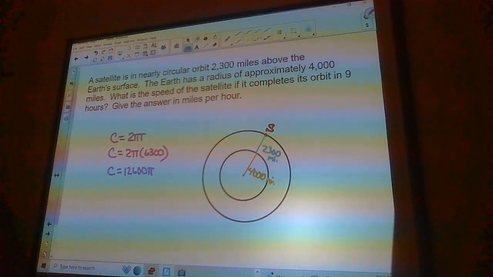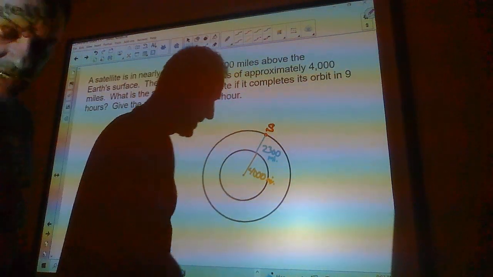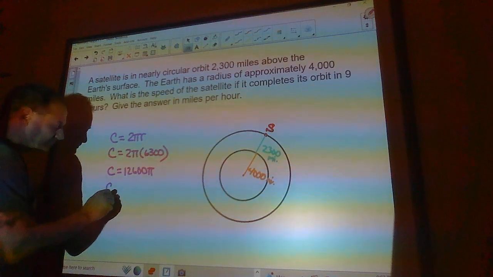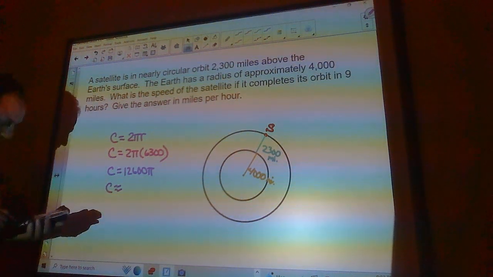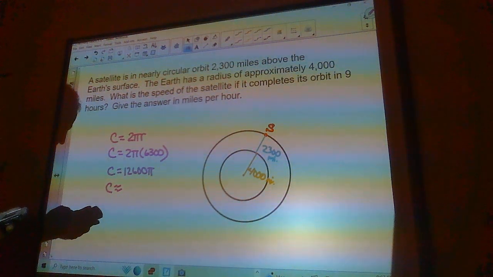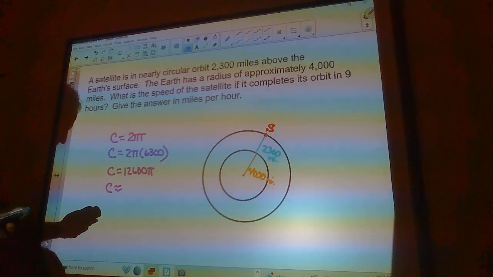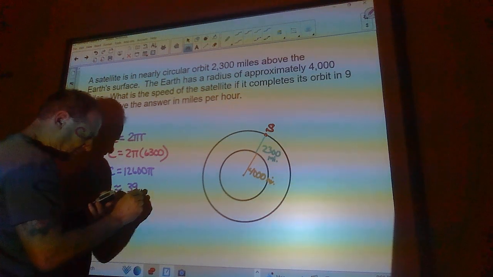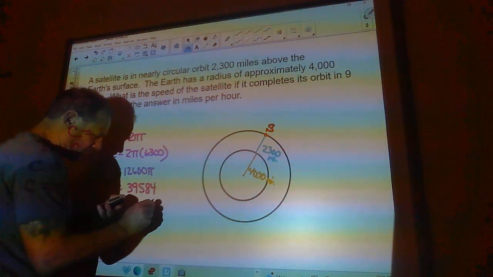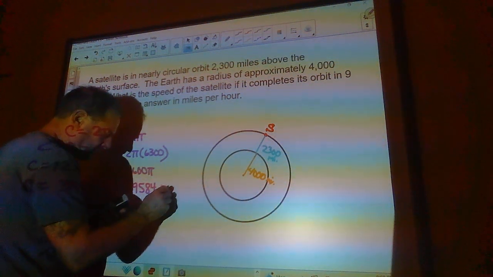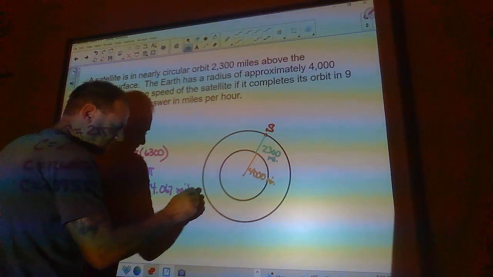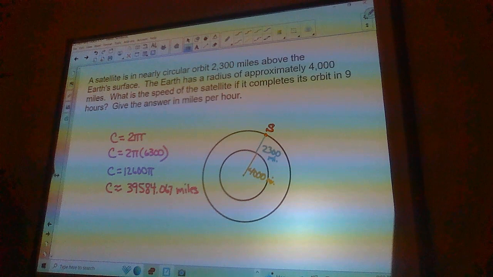Now, this is such a big number that it's probably a good idea to actually use your pi key to get a little bit more accurate. So 12,600 pi is going to be approximately 39,584.067 miles. Okay, that's what it went in 9 hours.